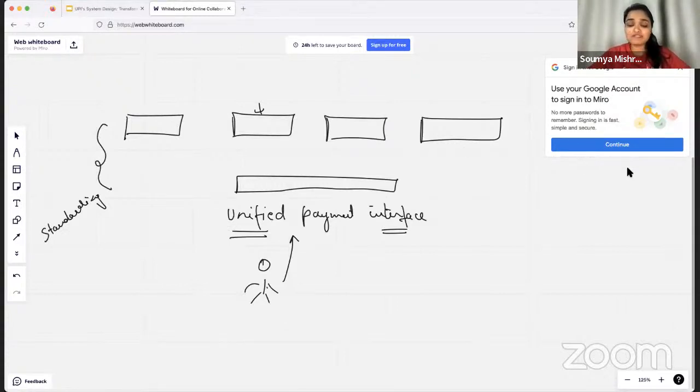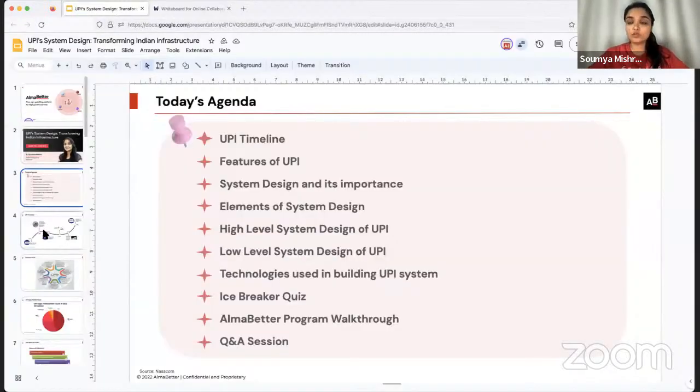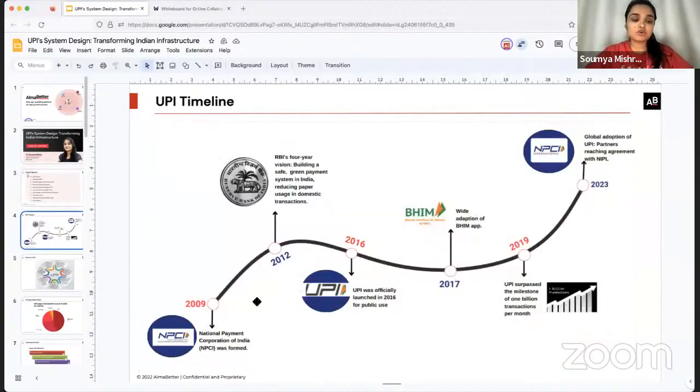With silence, I assume that there aren't any questions. So let's move forward. Let's see the UPI timelines. So in 2009, I hope everybody can see my screen, right?